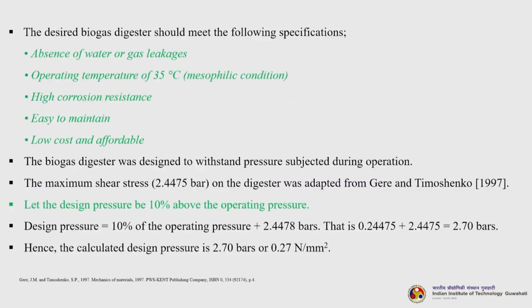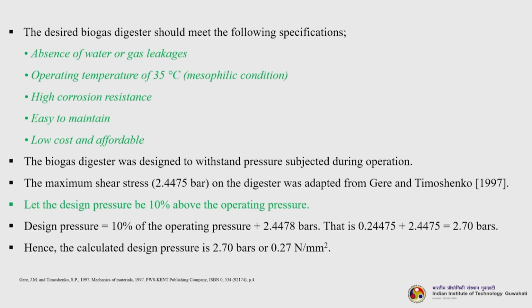Okay. So, the desired biogas digester should meet the following specifications: absence of water or gas leakages, operating temperature of 35 degrees centigrade, which is the mesophilic condition for the methanogenesis bacteria, right, high corrosion resistance, easy to maintain, low cost and affordable. The biogas digester was designed to withstand pressure subjected during the operation. The maximum shear stress on the digester was adapted from a classic work by Gere and Timoshenko. The reference is given below.